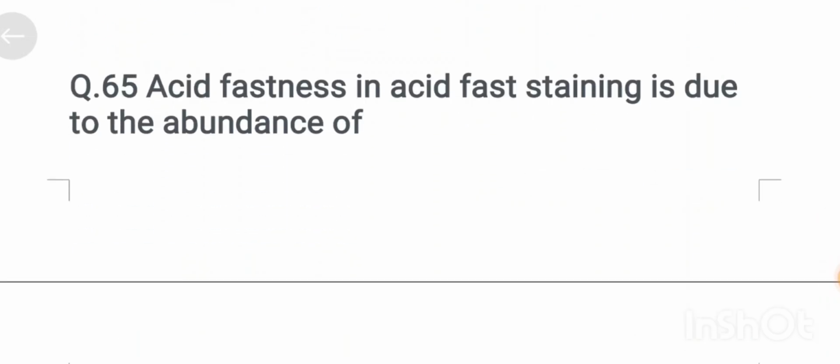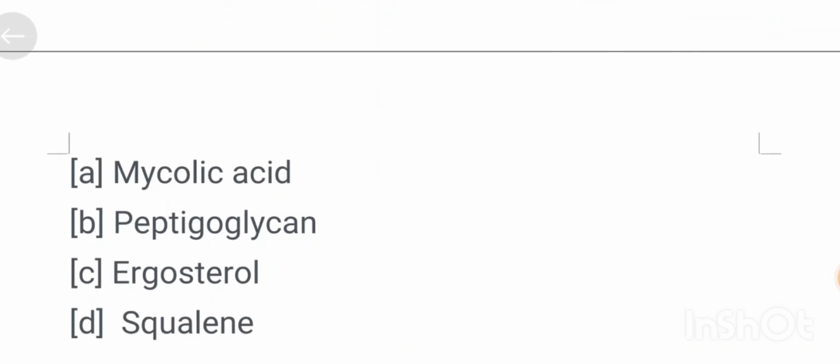Acid fastness in acid fast staining is due to the abundance of: option A, mycolic acid; option B, peptidoglycan; option C, ergosterol; option D, squalene. Correct answer is option A. Next question.